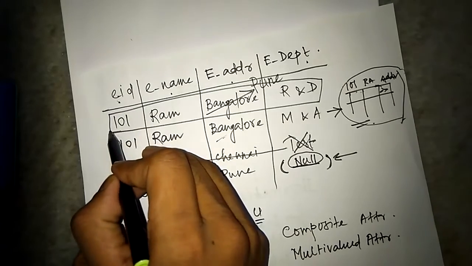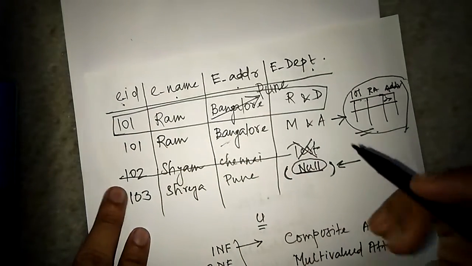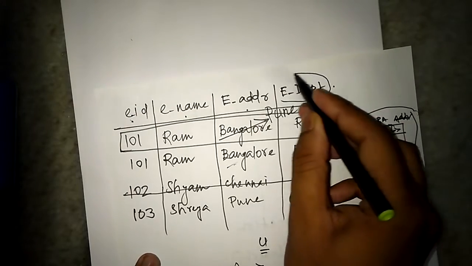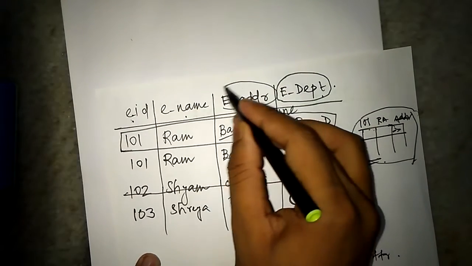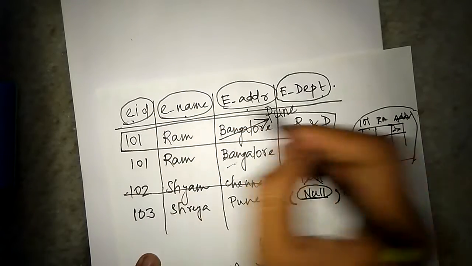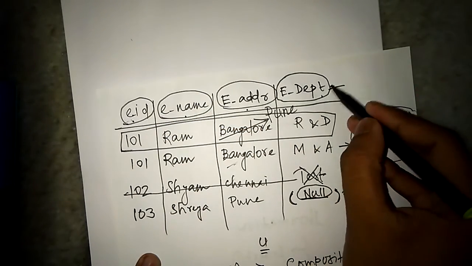Every row of a table is called a tuple, and every column name, these are the column names: employee ID, employee name. These are called attributes.